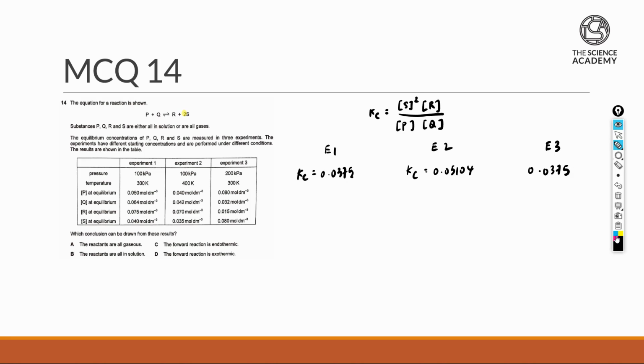So in E1 as well as E2, they both have the same pressure that the experiment is conducted at. However, what did differ was actually the temperature. So E1 was at 300 Kelvin, whereas E2 was conducted at 400 Kelvin. So by Le Chatelier's principle, when there is an increment in temperature, the position of equilibrium shifts to favor the endothermic side of the reaction to absorb excess heat.